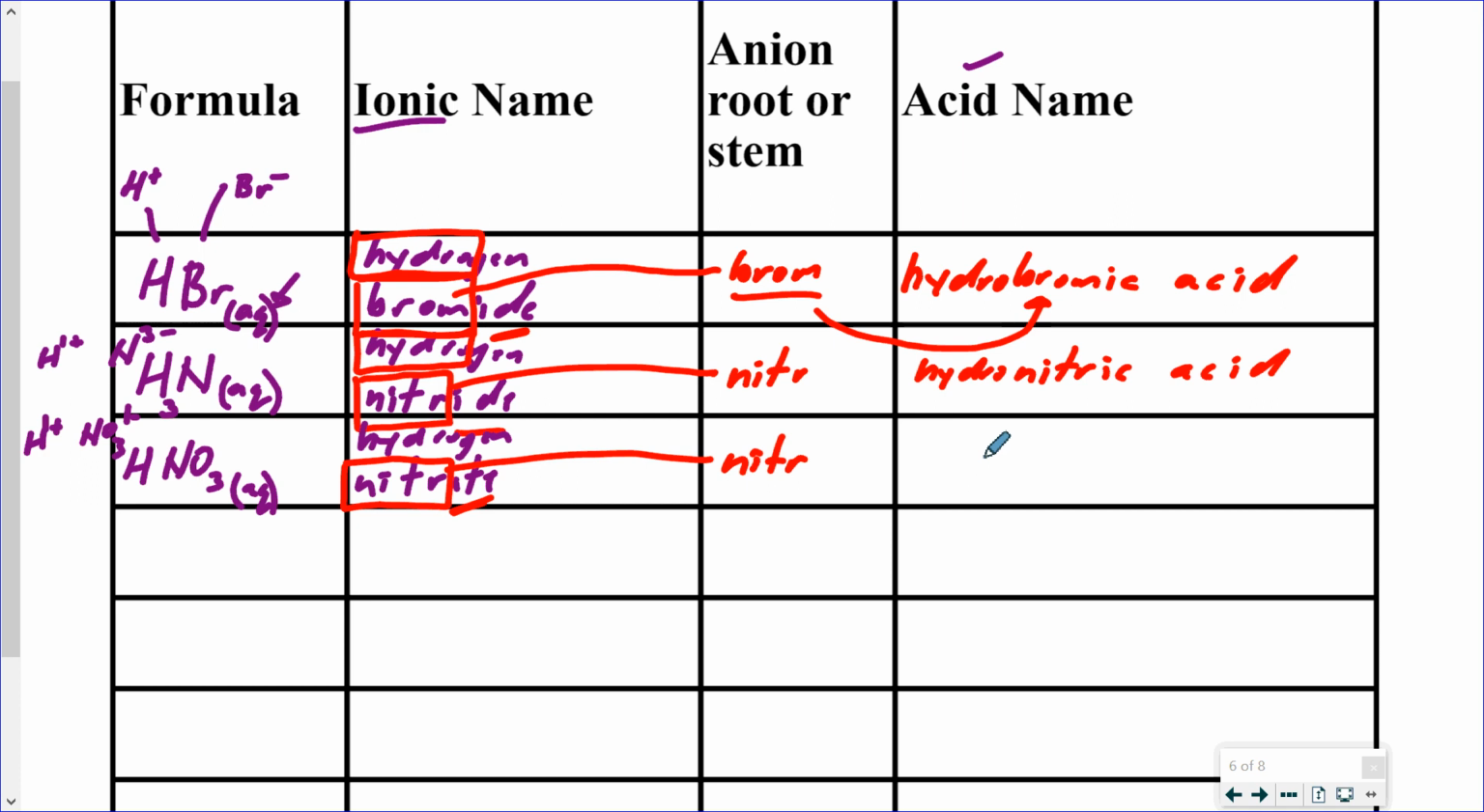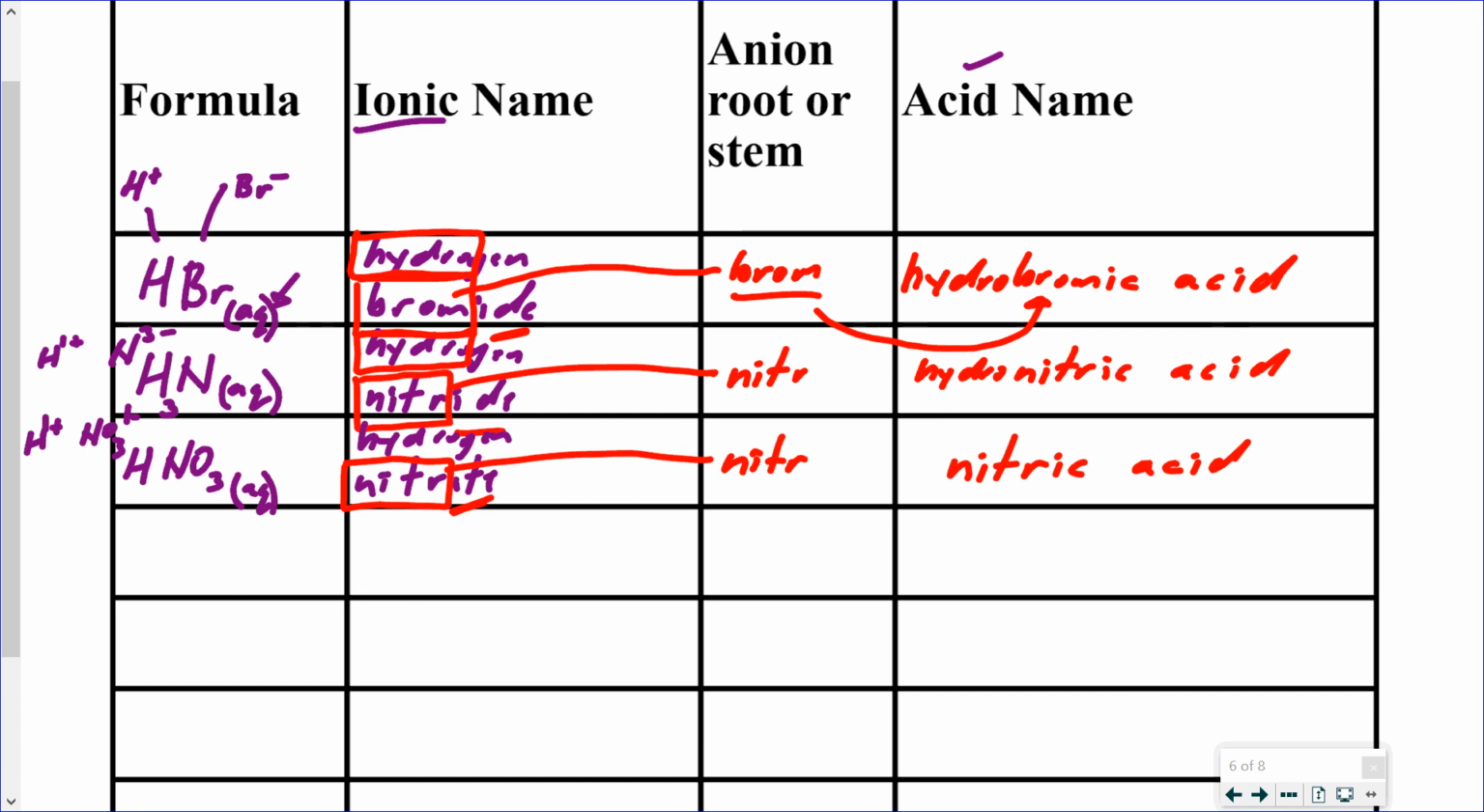We don't put the hydro in front. We use the NITR, and we use the IC. So this is nitric acid. The one up above was hydronitric acid. This one is nitric acid, two completely different acids that we do have here.